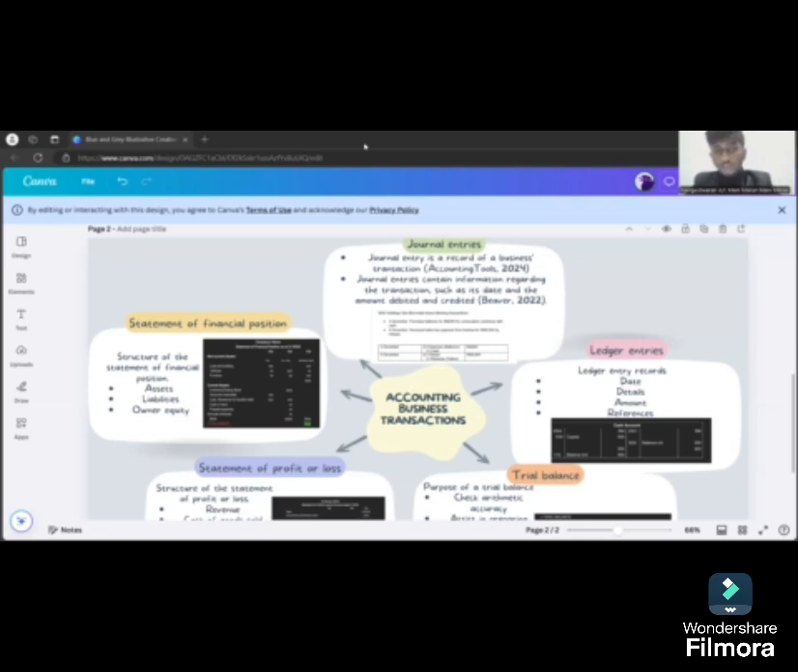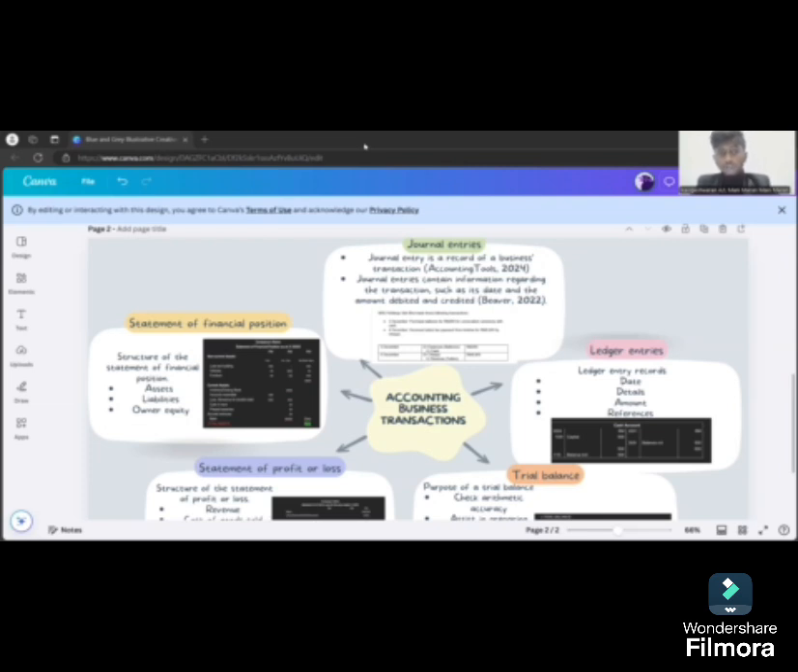The second one would be details. Details in a ledger entry typically include account titles. These are the names of the specific accounts involved in the transaction. In double entry accounting, each transaction will involve at least two accounts, one that is debited and one that is credited. For example, a cash sale would involve cash, debit, and sales revenue, credit.